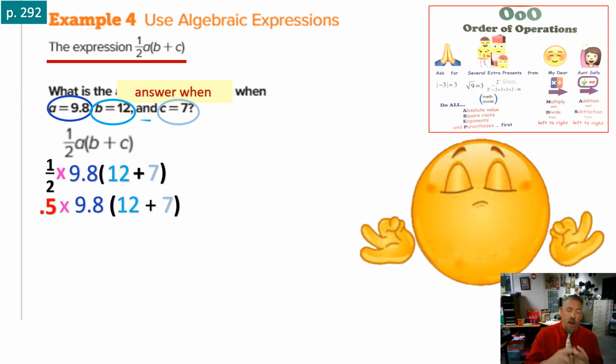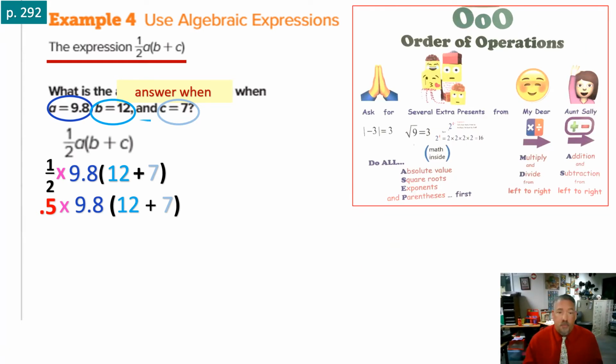So I have, as per the order of operations, absolute values, square roots, exponents, and parentheses. I only have one of those. I have parentheses. So I'm going to do my parentheses first. When I add 12 plus 7, I get 19. Now I have to bring everything else down and repeat my math problem. Notice I'm keeping those parentheses because that parentheses is no longer, hey, you have to do this math.